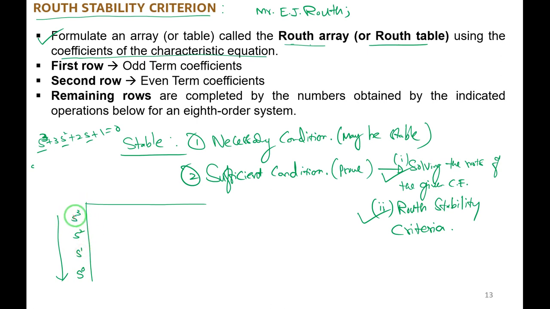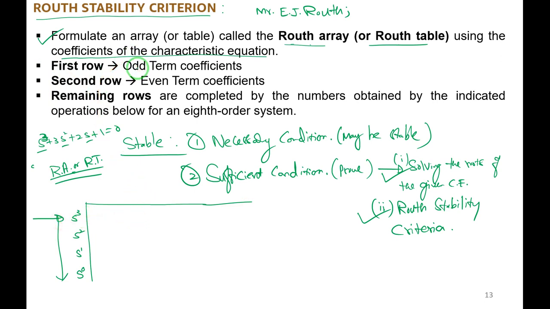So first list out the coefficients of s starting from the highest power of s to the lowest power of s vertically like this. I am telling you how to form the Routh array, or Routh table, how to construct it. In the first row, the s cube row is the first row.